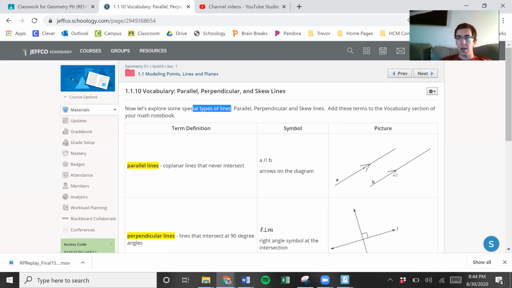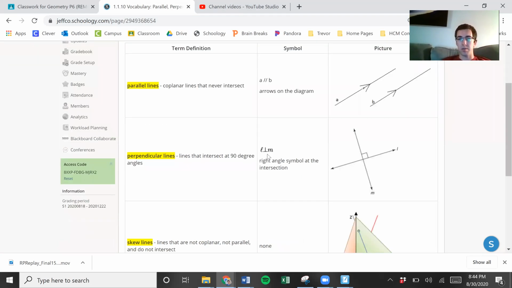They're on the same piece of paper, and they never intersect. This arrow on both lines denotes that they are parallel. Okay. This little symbol is how we write it. Then we got perpendicular lines. Here's the little symbol for it. In your diagram, you can see it by the right angle. Perpendicular lines intersect at 90-degree angles.